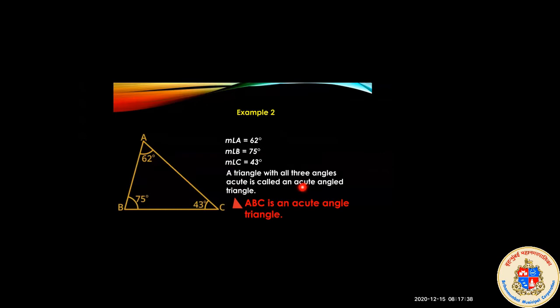So you have to remember this: whenever there is a 90-degree angle, it will be a right angle triangle. Whenever there are angles less than 90 degrees, that will be an acute angle triangle. Now we'll see more examples.